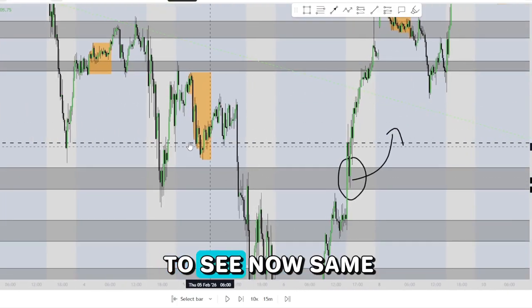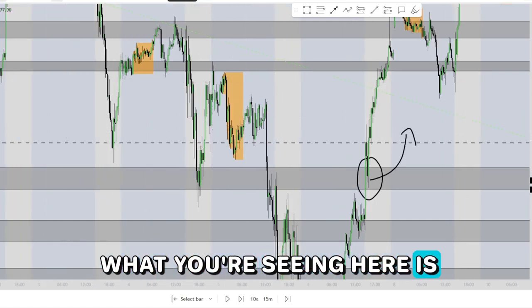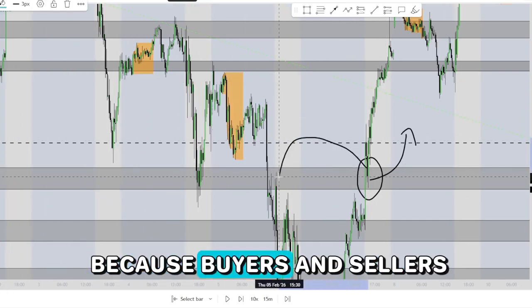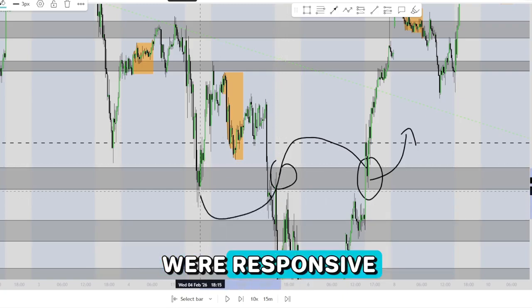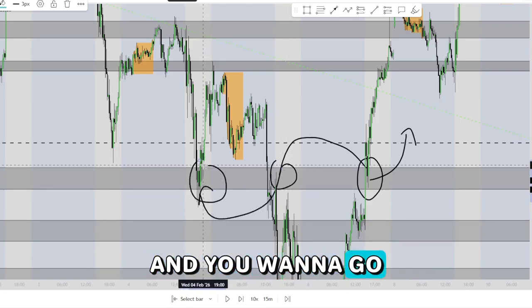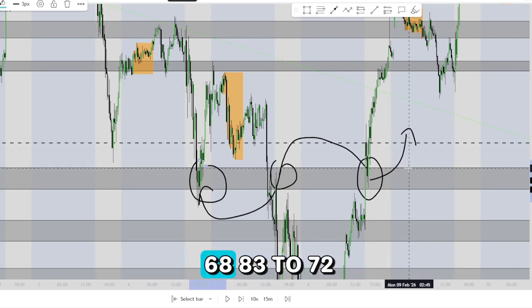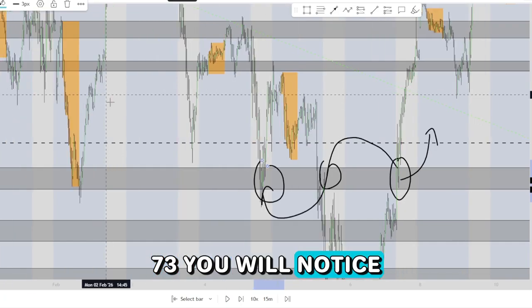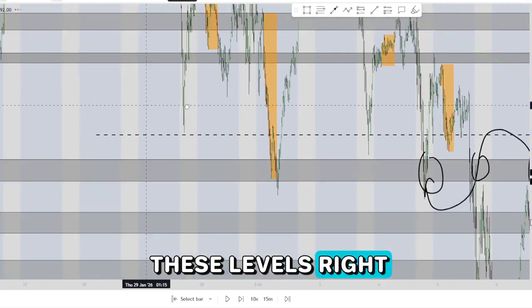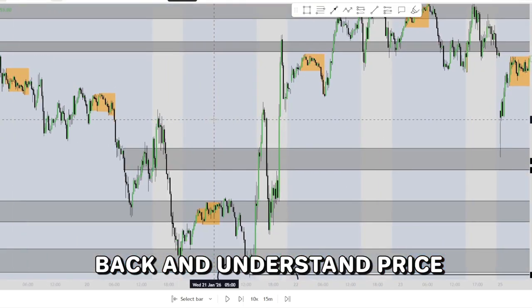So what you're beginning to see now, same thing over here, short over here. So what you're seeing here is this is a level because buyers and sellers were responsive. So as a little homework, if you're into footprint charts and you want to go back and study the footprint charts at this area, so this is ES 68.83 to 72.73, you will notice how price reacts to these levels, right? You need to have the dedication to go back and understand price.